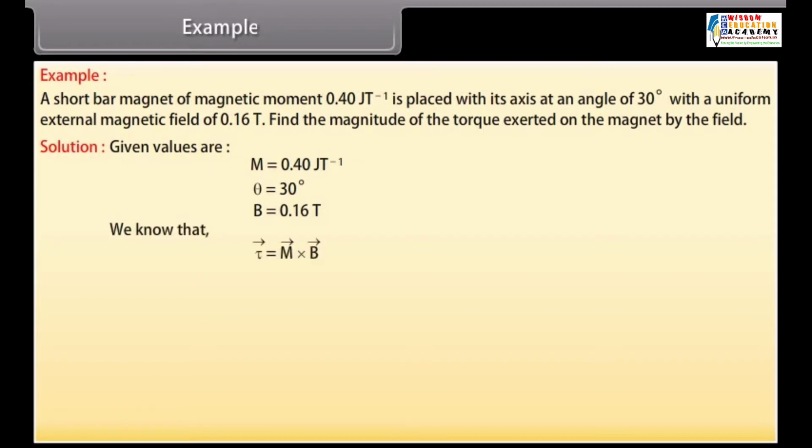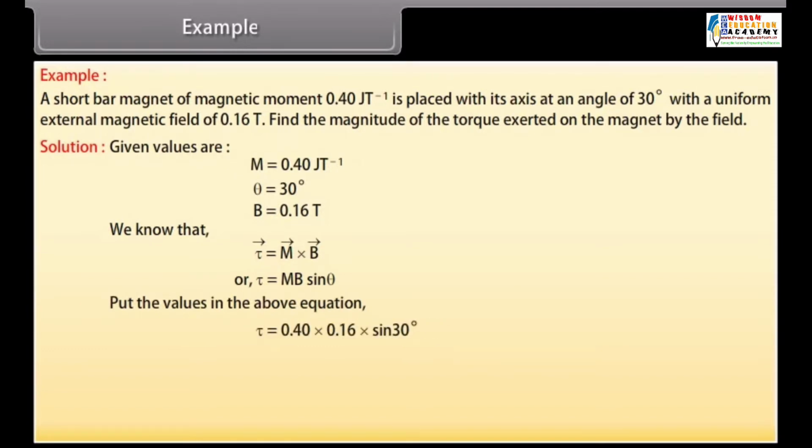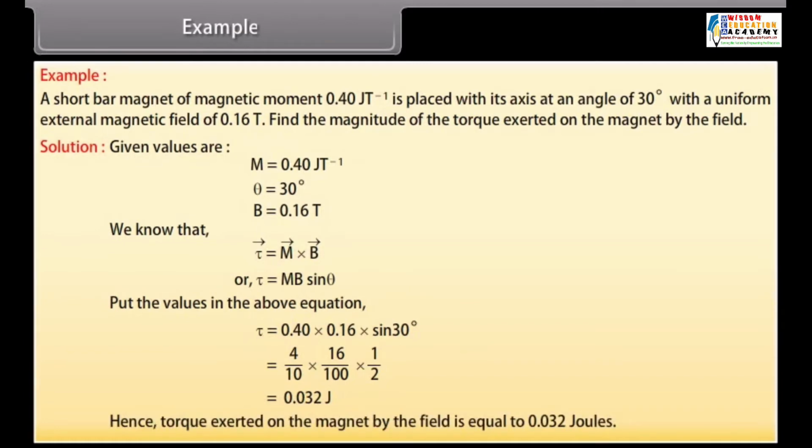We know that tau is equal to the cross product of m and B, or in terms of magnitude, tau is equal to mB sine theta. Put the values in the above equation. Tau is equal to 0.40 into 0.16 into sine 30 degrees. On calculating the equation, we get the value of tau, which is equal to 0.032 joules. Hence, torque exerted on the magnet by the field is equal to 0.032 joules.